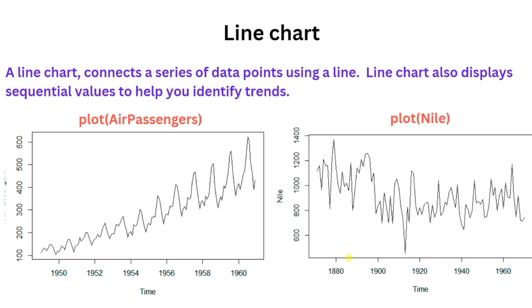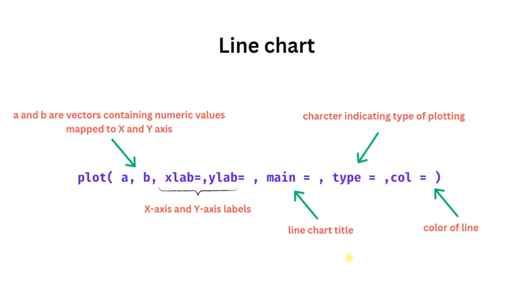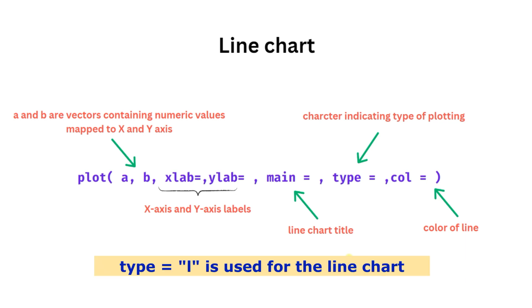In order to draw the line chart in R, we will have to use the plot function. Here, A and B are the values used to plot the line chart. A is used to map the time data and B is used to map the time measurement. You need to specify type equal to L. Type argument allows us to select various types of plots depending on the values passed to it.